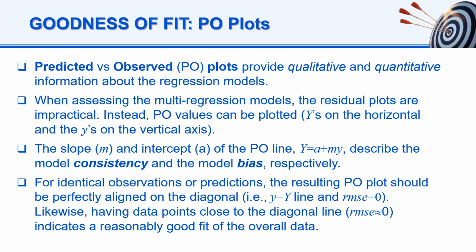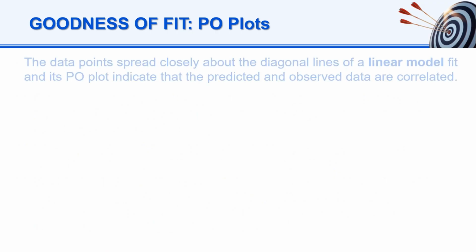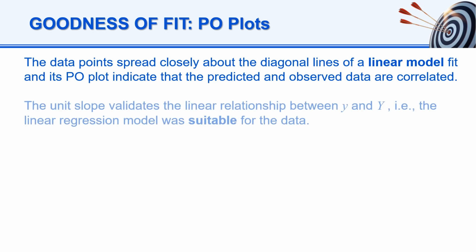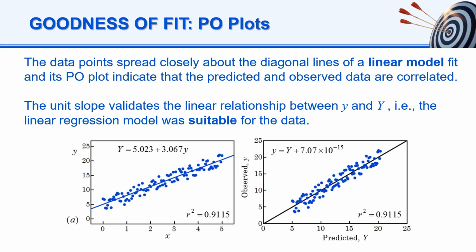Likewise, having data points close to the diagonal line, where RMSE is approximately 0, indicates a reasonably good fit of the overall data. The data points spread closely about the diagonal line of a linear model fit, and its PO plot indicates that the predicted and observed data are correlated. The unit slope validates the linear relationship between lowercase y and uppercase Y, that is, the linear regression model is suitable for the data.